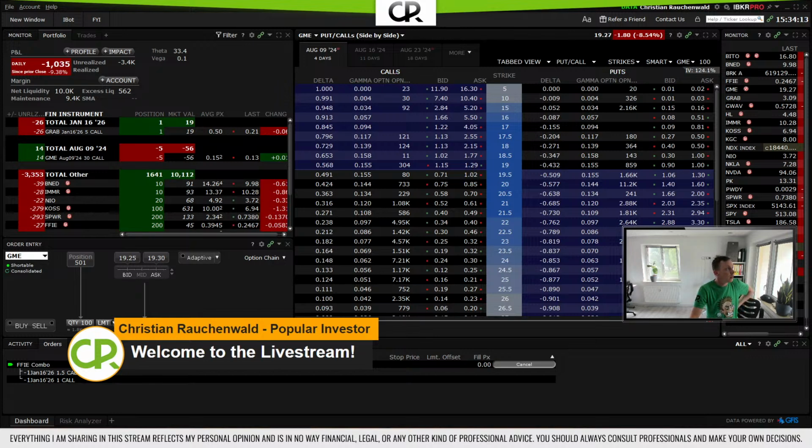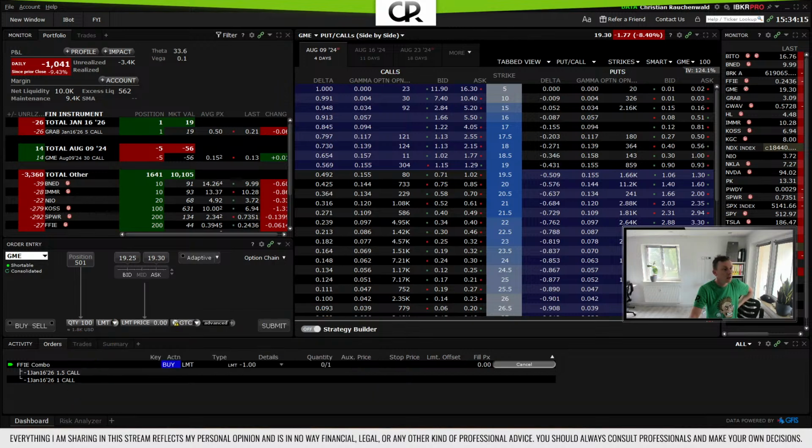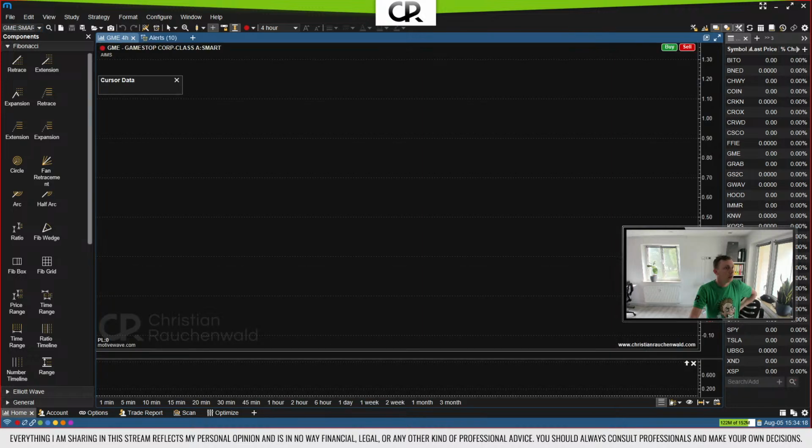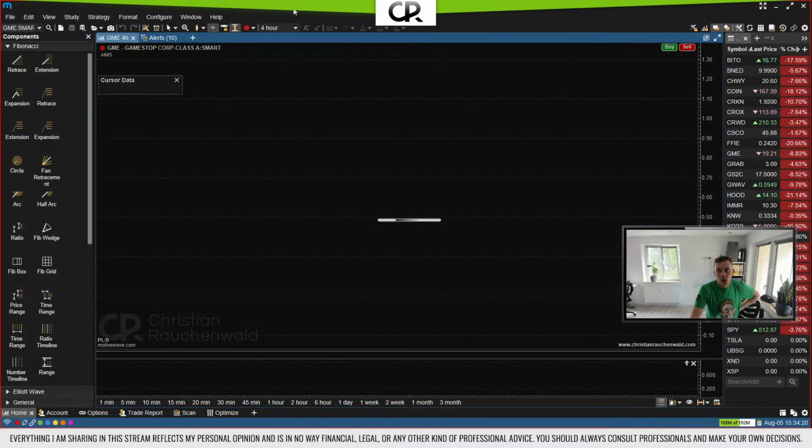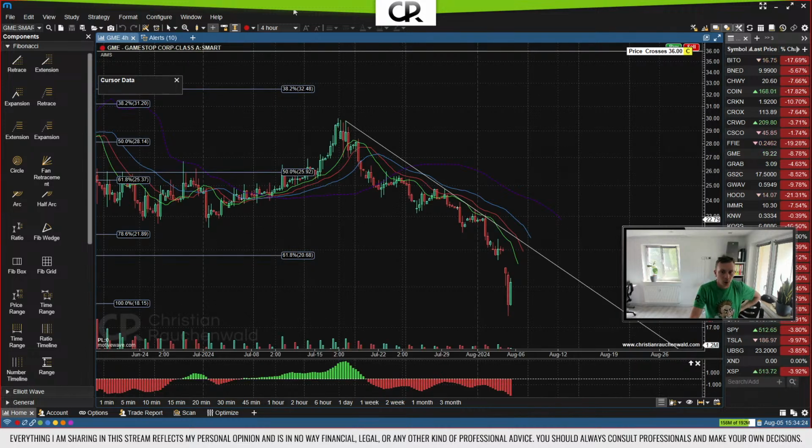The reason for that, in case you're wondering, is, in my opinion, or from what I read and discovered, the Japanese yen. So the Japanese central bank increased their interest rate.